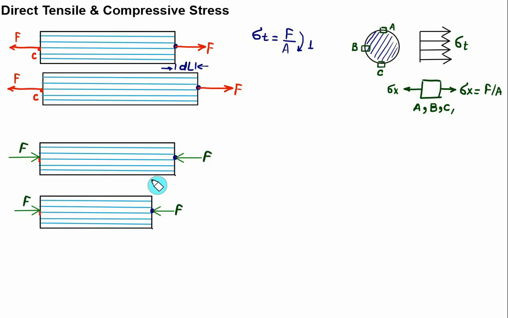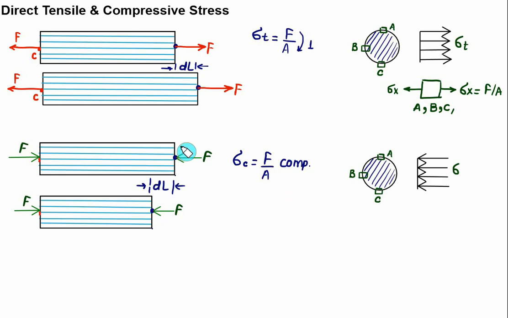In this case, due to application of the compressive stress, there is a decrease in the length of the fibers equal to dl, and this value of the stress is called the compressive stress. We can represent it by sigma suffix c, and it is again the force upon area. For calculation purposes, you have to take this value as negative, and its nature is compressive.